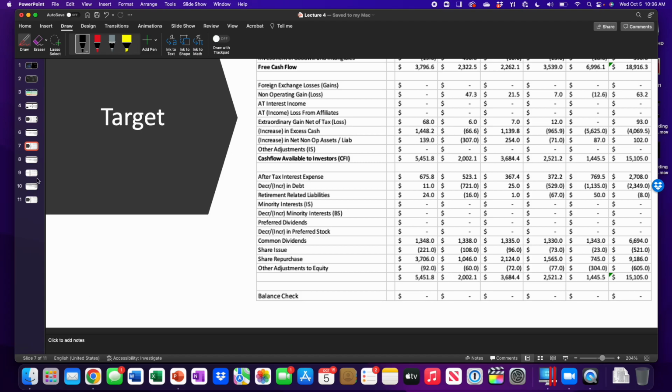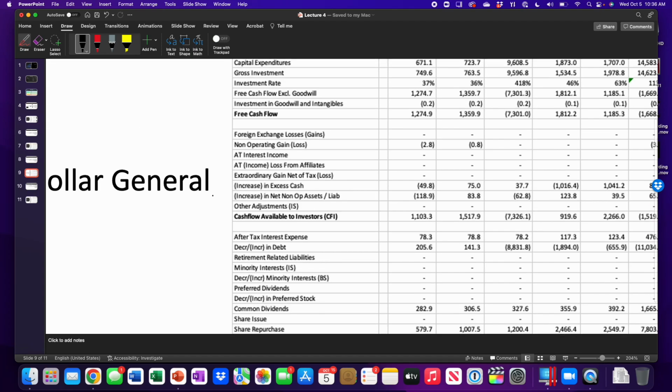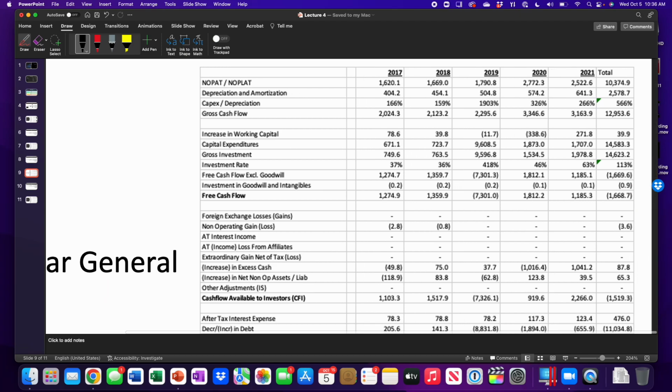Dollar General. What do we know about Dollar General? Over 5 years, their free cash flow is negative. It's $1.7 billion negative. So again, in this statement, how they funded the business is part of the way we're now going to be looking at Dollar General. Slightly different than Starbucks and Target. Okay? So negative free cash flow.